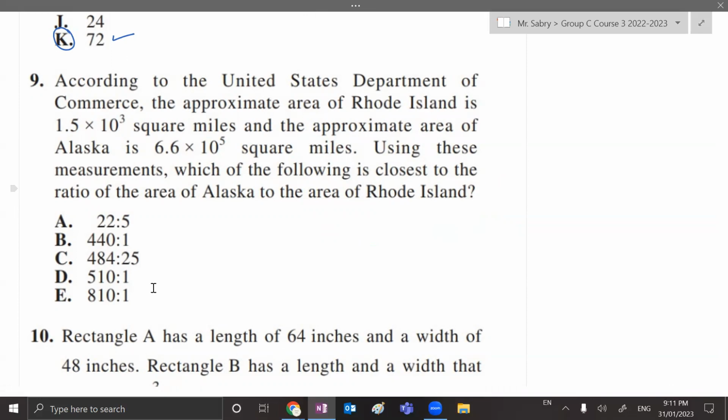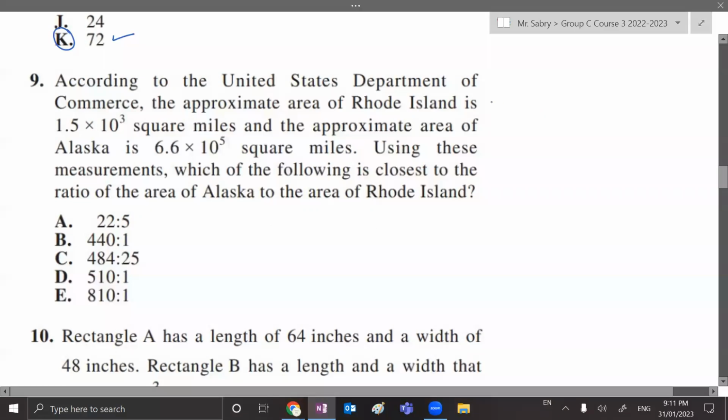of Rhode Island? So whenever we need to find the ratio between any two things whatsoever, so if I need to find the ratio between, again, Alaska and Rhode Island, this means I'm supposed to get Alaska and divide by Rhode Island. So the ratio between two things, just divide them. If I need the ratio between the area of Alaska again and Rhode Island, Alaska is right there, 6.6 times 10 to the power of 5, and Rhode Island is right here, 1.5 times 10 to the power of 3.